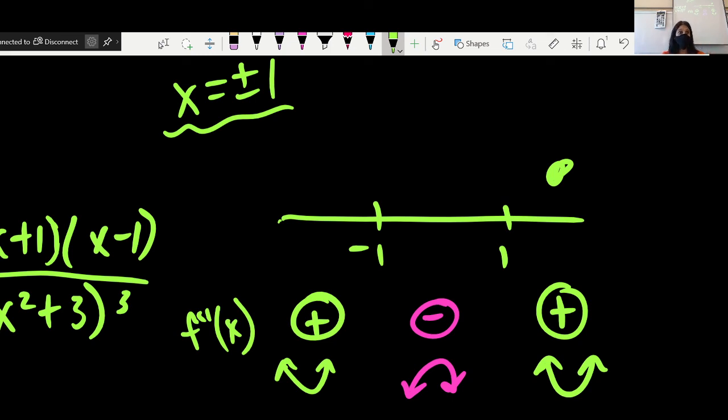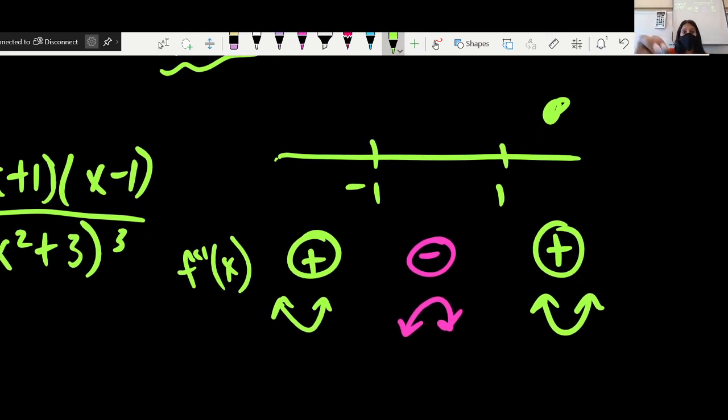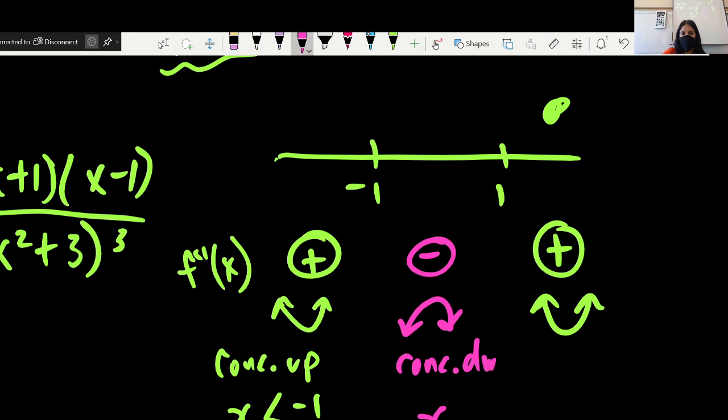And that's the reason why we did this. We just wanted to know the intervals where it's concave up or concave down. So do you see that I could say it's concave up when x is less than -1, concave down when x is greater than -1 but less than 1, and here it's concave up when x is greater than 1.